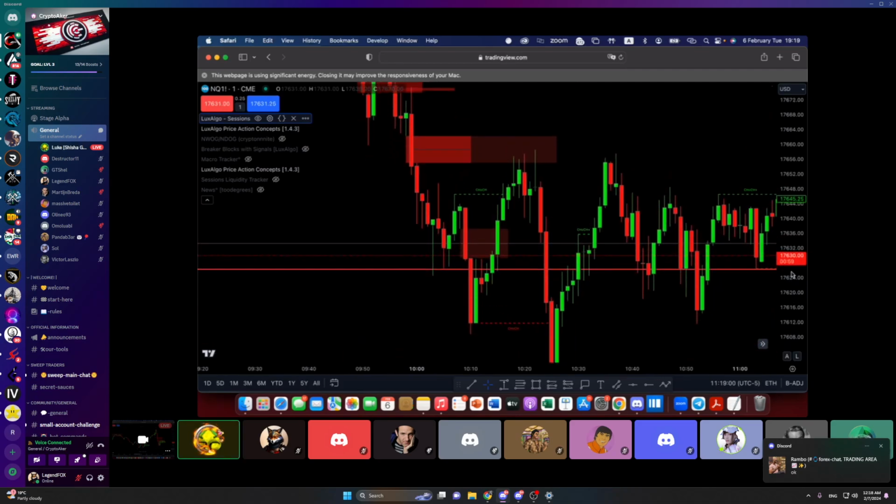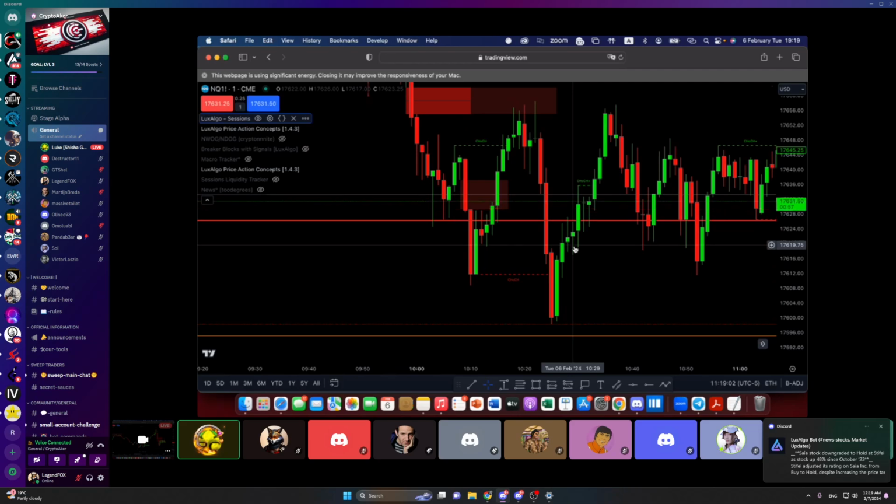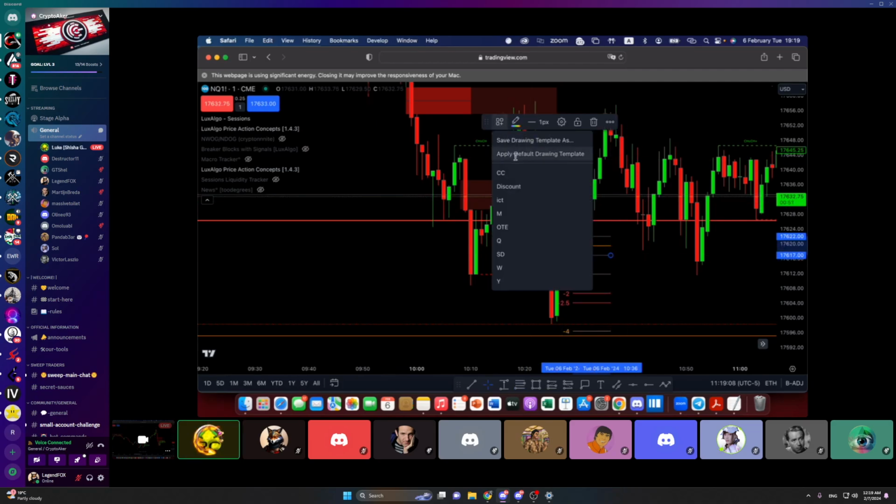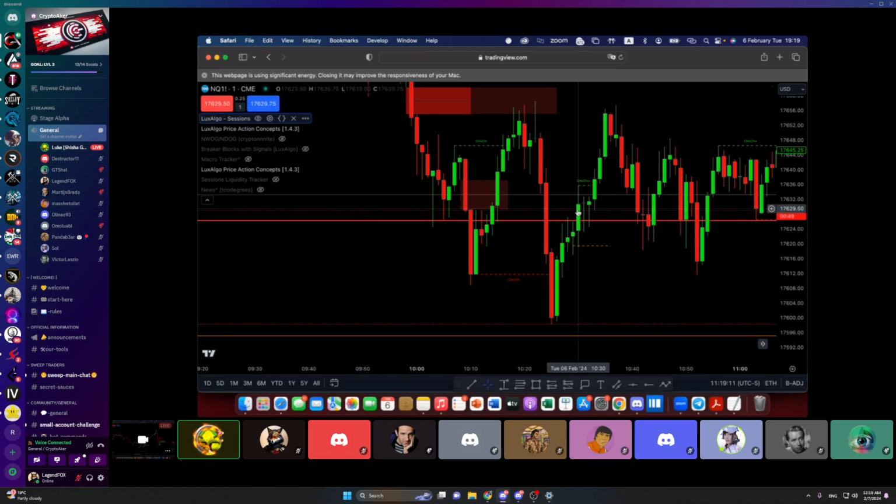Another way to see institutional order flow is if we have wicks, we expect the midpoint of these wicks to be respected, and that's how high frequency traders will be trading. So you can see that the market went up. Every time it goes down, I'm buying.